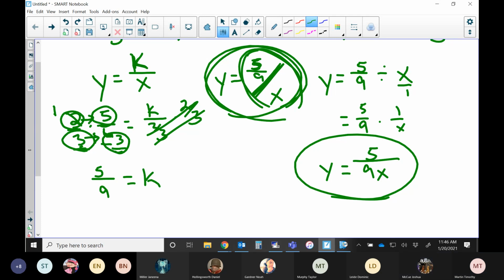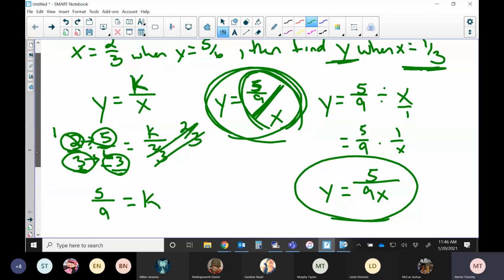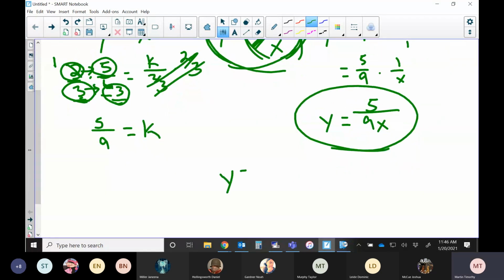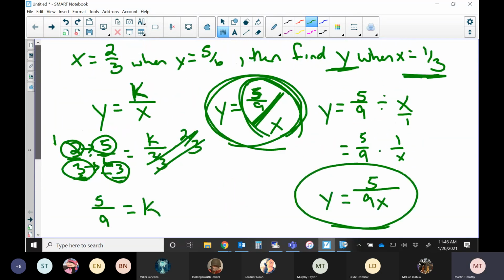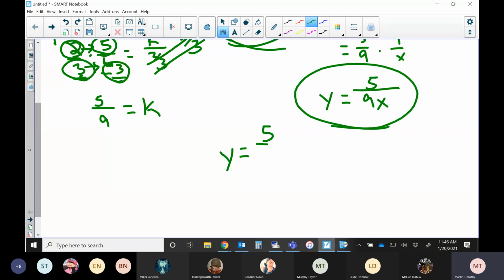All right. Then they said, find Y when X equals 1/3. Austin, how do I solve that? How do I find Y when my X equals 1/3? Now that I have this equation, what am I supposed to do? What's the goal, Austin? Find what? Find Y when X equals 1/3. So instead of writing the equation like this, I'm going to write everything the same, except what am I going to put in place for X? 1/3.